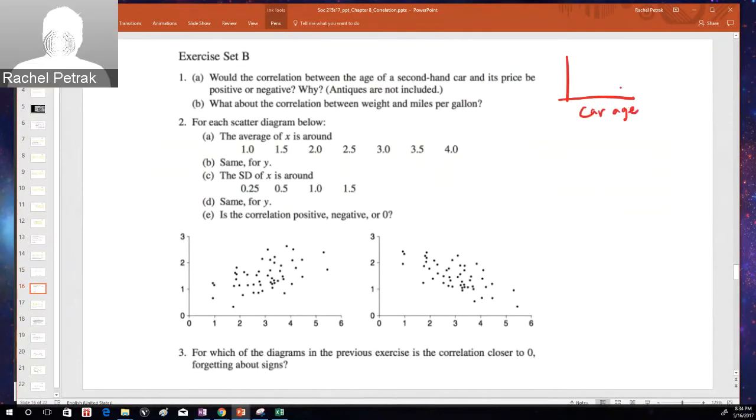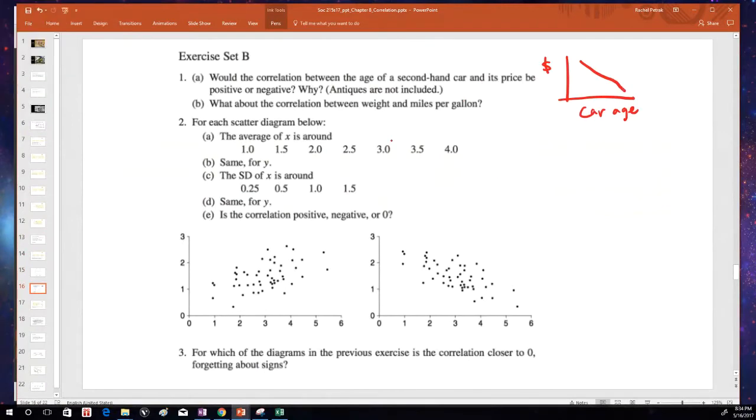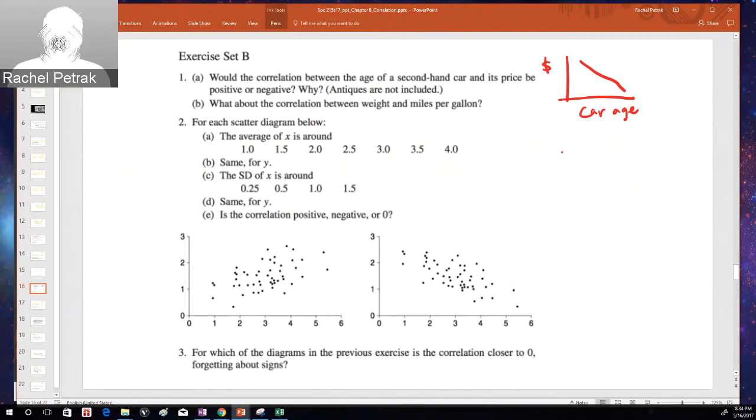So as car age is increasing, price is going to decrease. Now we can see clearly this is a negative correlation. What about the correlation between weight and miles per gallon? Let's practice visualizing that.